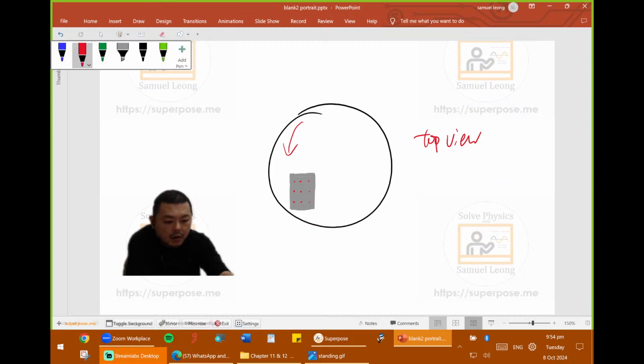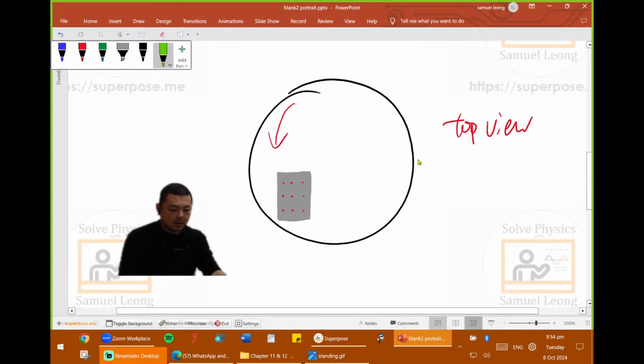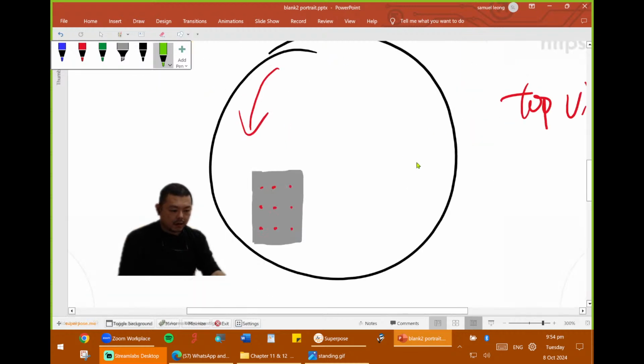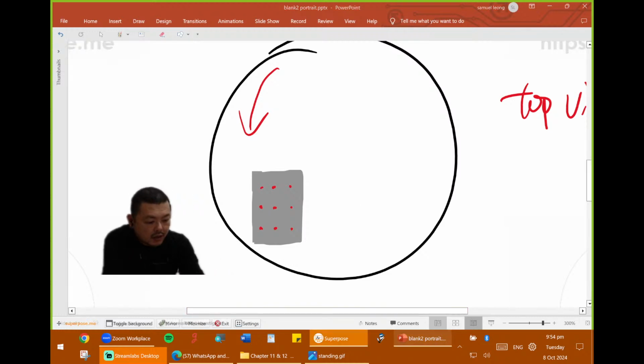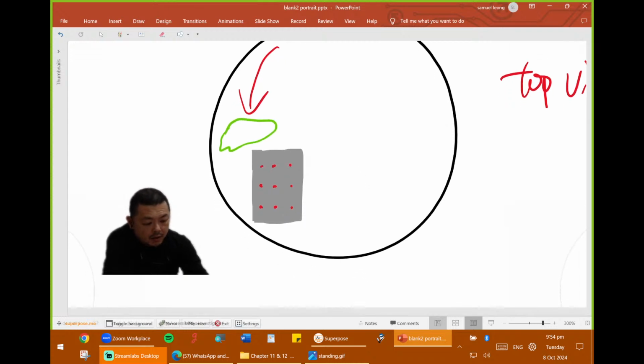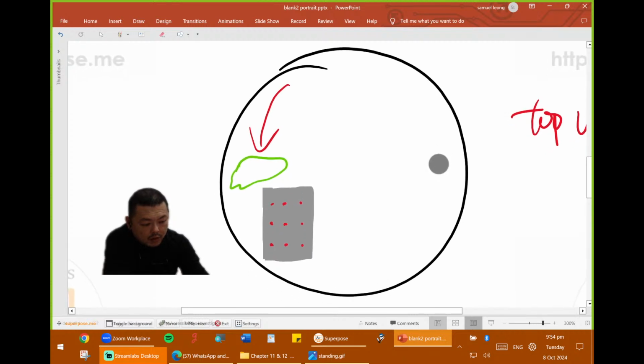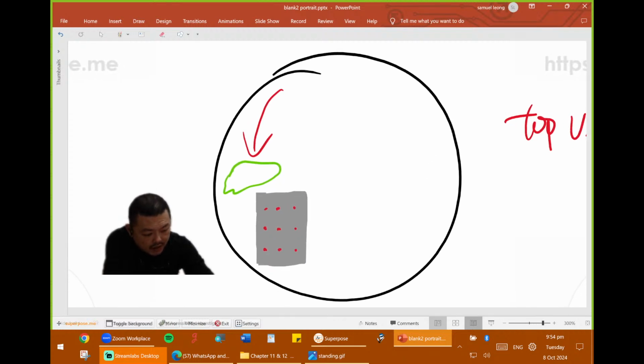So I want you to imagine, correct or not? Okay, wait, I zoom in a bit. Okay, do you notice this region here? So I want you to notice this region here. Do you notice that this region is going towards?